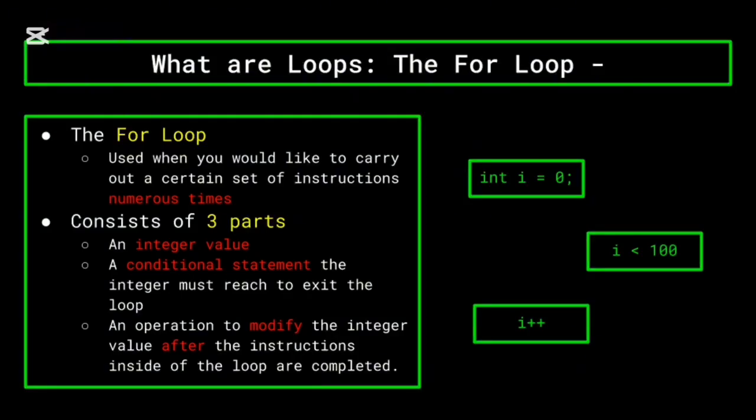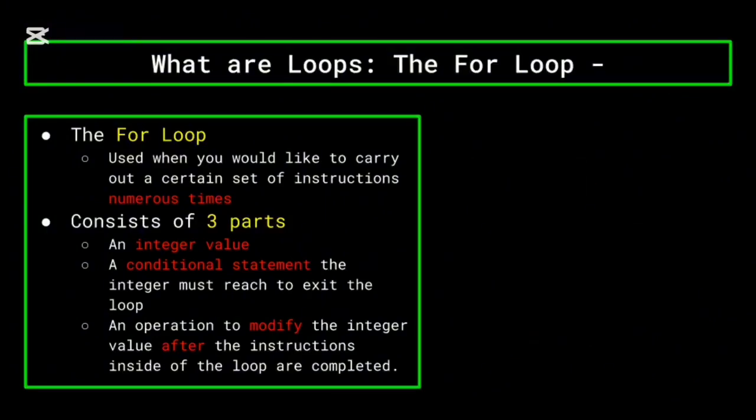Each time the for loop runs, the operation you set will be performed on the integer, and as long as that integer still meets the condition you set, usually being greater than or less than a constant value, the for loop will continue to run. Eventually, when the integer has been modified by either increasing or decreasing it to the point where it no longer meets the condition, the for loop will terminate and the code will continue to run.